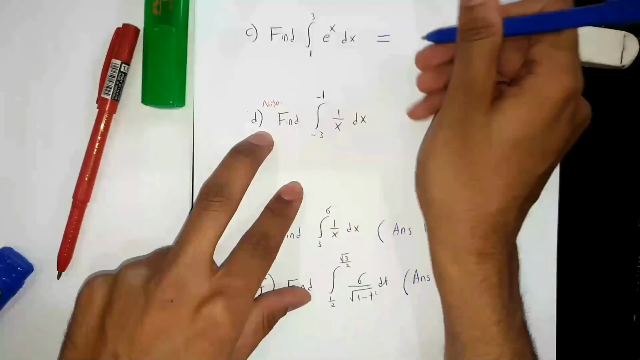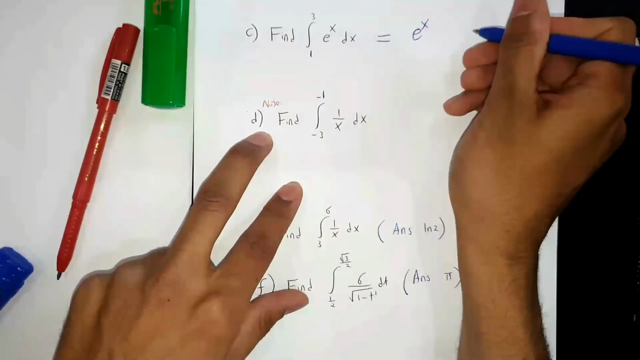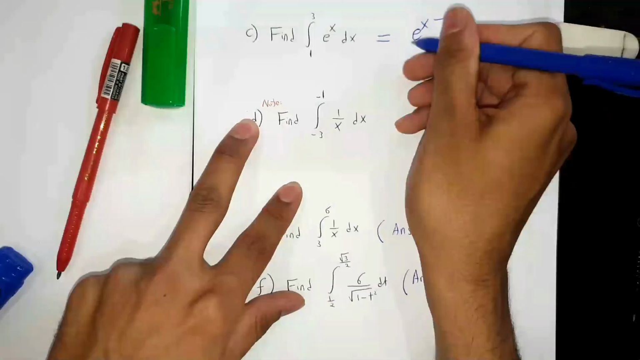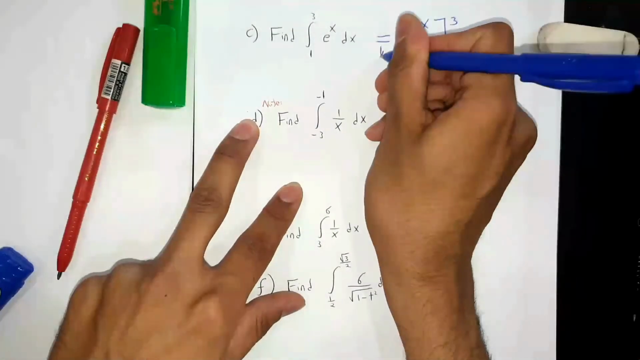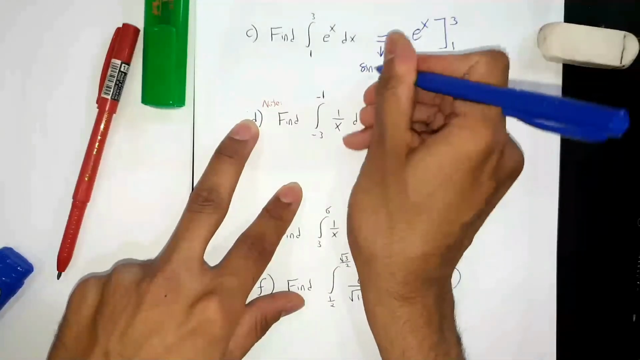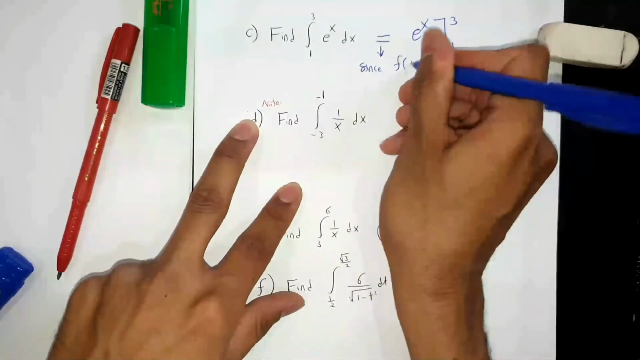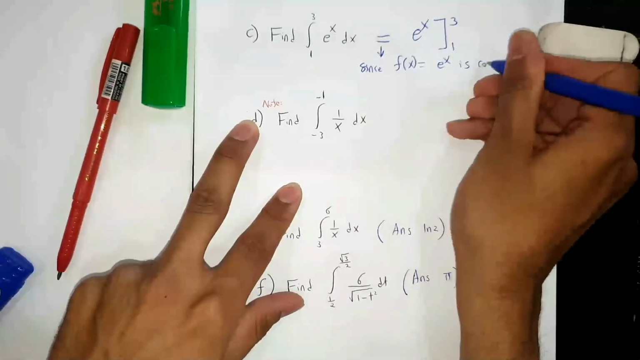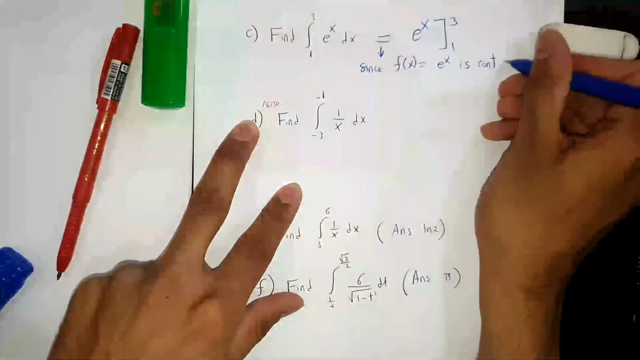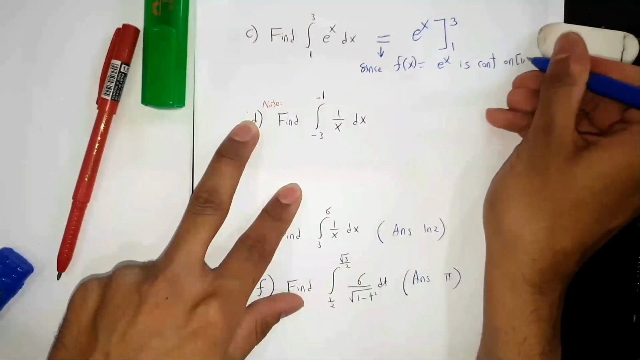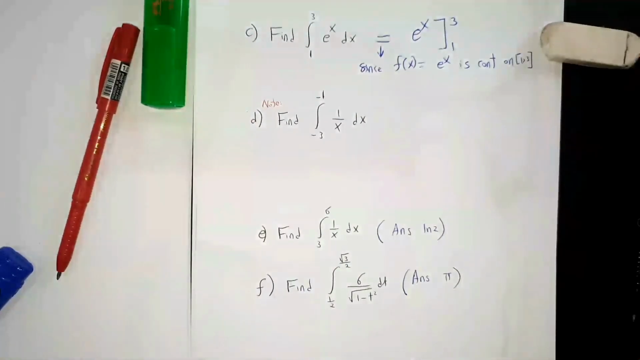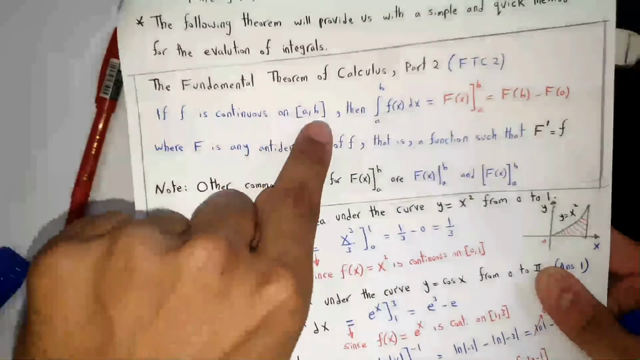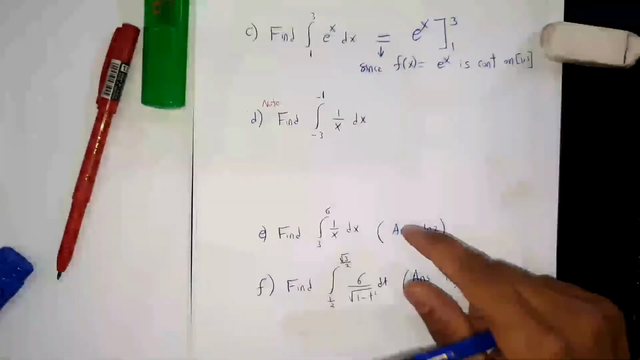It will be the antiderivative of e to the power x, which is e to the power x, directly evaluated from 1 to 3. And what is the reason for putting this? Maybe I forgot this in the last exercise. Since f of x, which is e^x, is continuous on the closed interval 1 to 3. This is very important. This is a condition given in the fundamental theorem. See it here again. We need the function to be continuous on the closed interval.